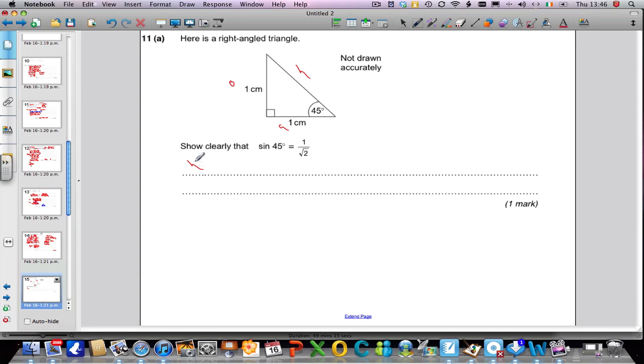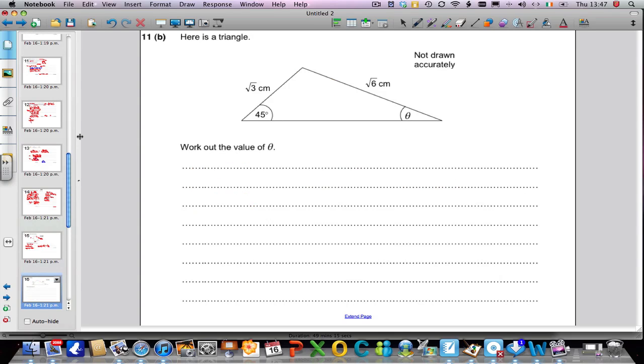So h squared should be equal to 1 squared plus 1 squared, which means h squared must be equal to 1 plus 1, which is 2, which means h equals root 2. So we know that h is root 2, and sine 45 equals the opposite over hypotenuse, which is 1 over root 2. Nice and handy one, that.